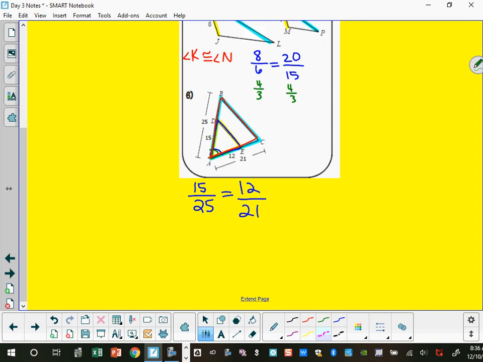Simplify your ratios. What's 15 over 20 reduced? 3 over 4. What about 12 over 21? 4 over 7. Are those the same ratios? So this is not similar.